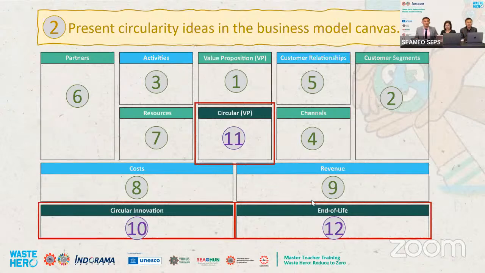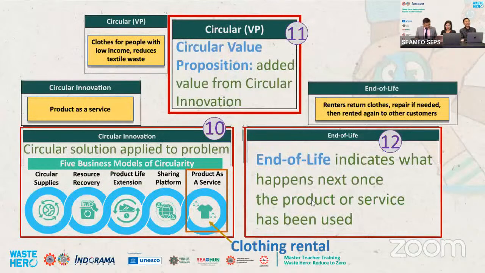The idea includes 3 factors like this, which are circular value proposition, circular innovation, and end of life of the product. By adding these ideas, you may encourage your students to think about the circular innovation to apply to the business. For example, the clothing rental could be classified as a product-as-a-service business, adapted from the circular business model that we have already discussed at the beginning of level 5.